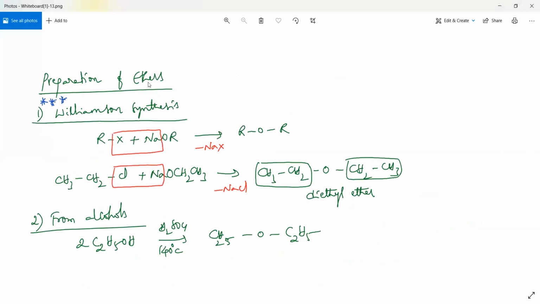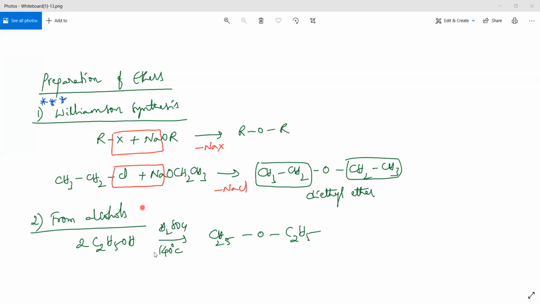Next, preparation of ethers. The first most important method is Williamson synthesis. What is it, sir? Williamson synthesis is when an alkyl halide is treated with sodium alkoxide. This is sodium alkoxide. When the alkyl halide is treated with sodium alkoxide, you will get the corresponding ether. NaX is eliminated. Then what is remaining? R, OR, R. So you are getting ether.